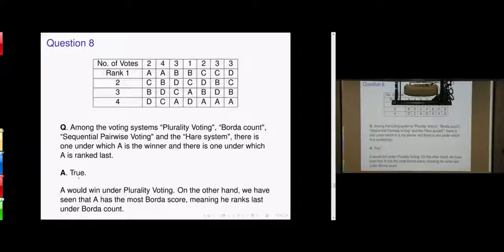For the other two systems, the information is not complete. For sequential pairwise voting, you need the agenda, you need the order. Without specifying the order, it's hard to rank the candidates. But we don't need this. As long as we find the answer, we are happy. So the answer for this is true.